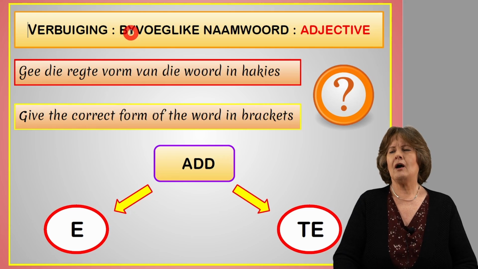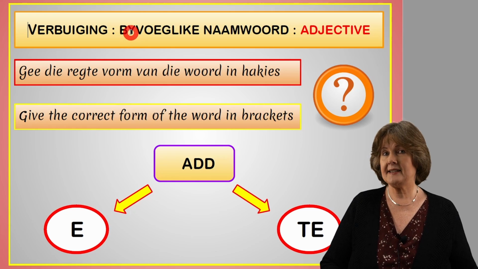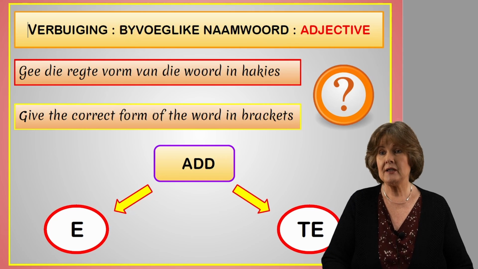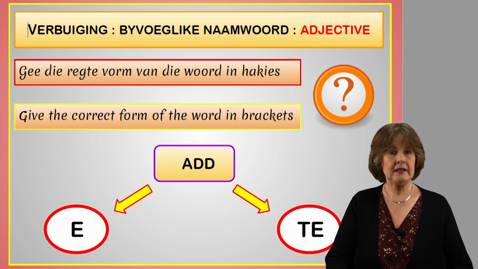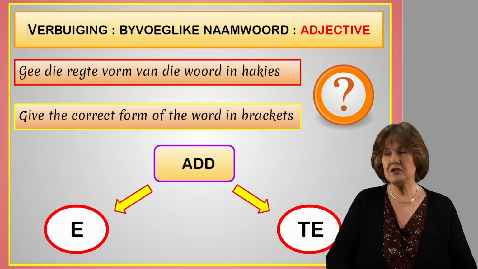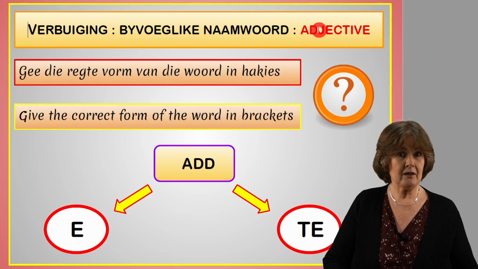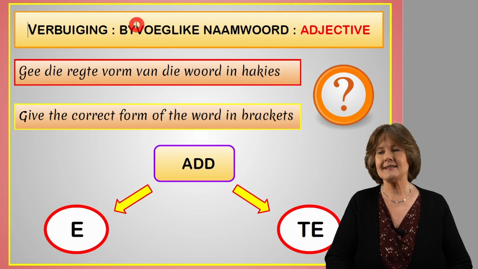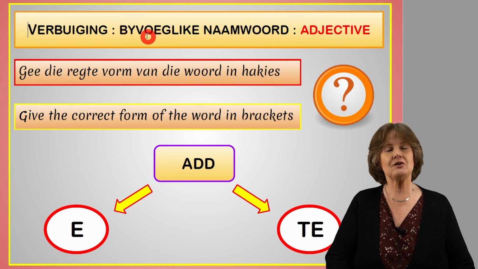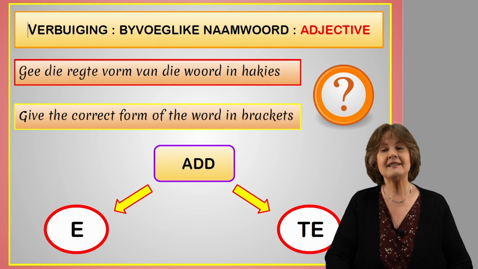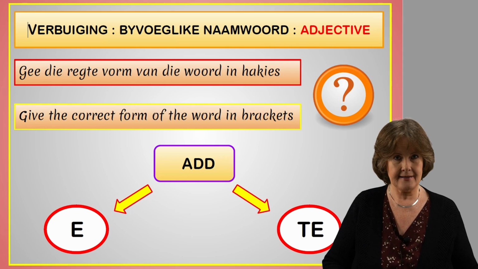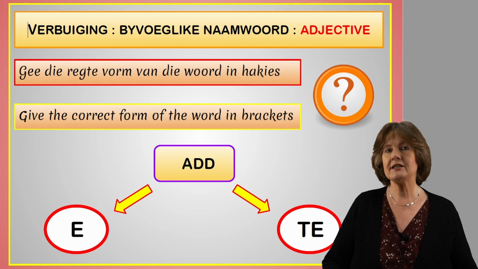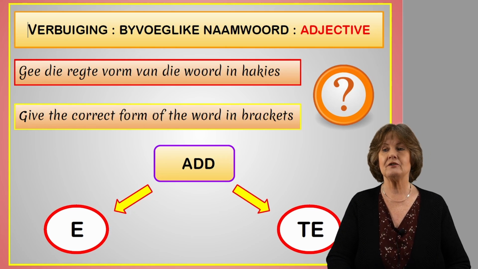Okay, now a byvoeglike naamwoord, you need to understand your words. A selfstandige naamwoord is a word that can stand alone. So that is a noun in English. Now the adjective is usually the word that tells you more about the noun, and in Afrikaans we call it byvoeglike naamwoord. It's something you add to the selfstandige naamwoord, to tell you more about that noun. So the two terms: selfstandige naamwoord, your noun, and byvoeglike naamwoord, the adjective.